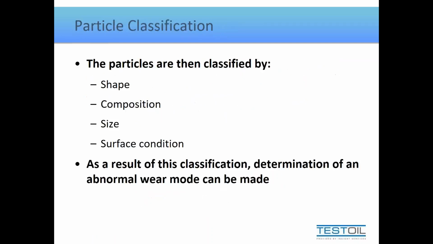It will help identify all the particles seen on the slide by their shape, which helps tell us what kind of wear mechanism might have caused them to be there, by their composition, so we'll know what type of alloys they are, if they're low carbon steel, high carbon steel, brass alloys, whatever it might be, what size they are, which helps tell us about the severity, and the surface condition, right? Was this created by rubbing wear, corrosive wear, things like this? So with all these classifications, we can really identify just how severe or abnormal the wear might be.